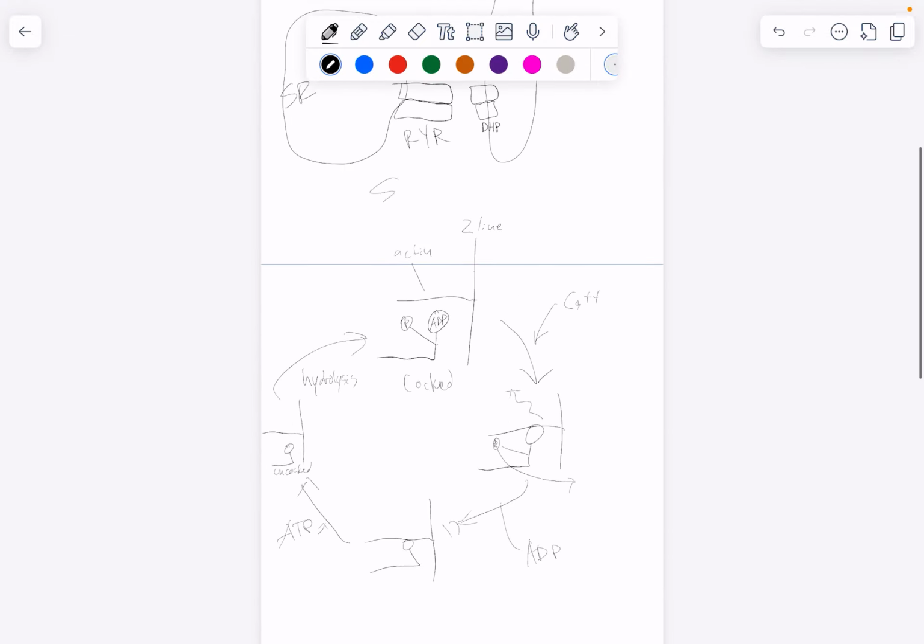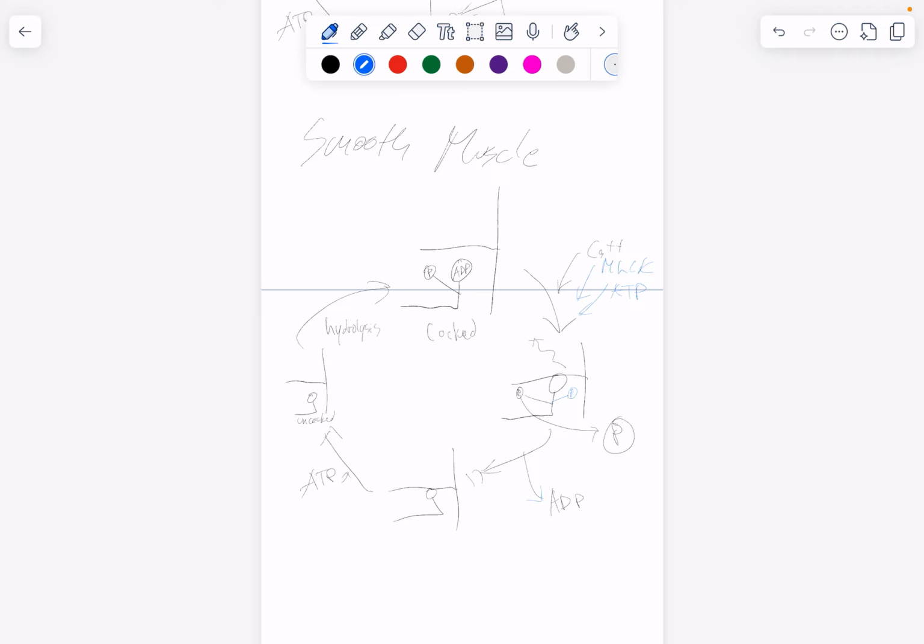So MLCK comes in as well as ATP. And then there is another phosphate on here. So this phosphate still leaves, and ADP also still leaves. Okay. And so the power stroke, this blue phosphate still stays on there. And then when it's uncocked, you still have this phosphate.